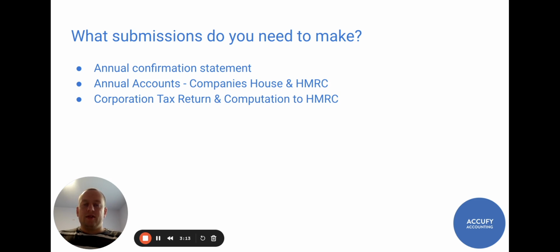So they're the key submissions you need to make on an annual basis. Your annual confirmation statement once a year, your set of annual accounts to Companies House and to HMRC, and to HMRC a corporation tax return with computation showing how you've calculated the taxation that you owe. It's really important you get these in on time, because otherwise you're going to face penalties and fines.